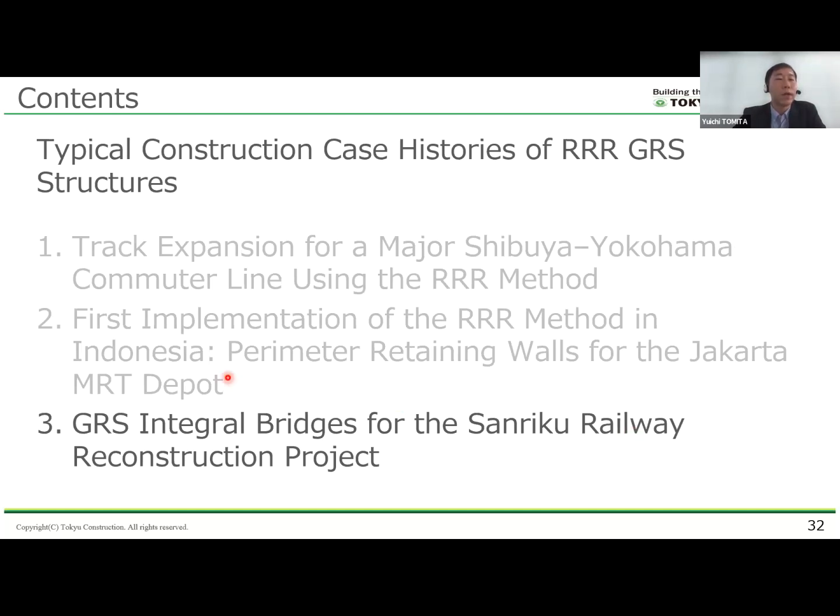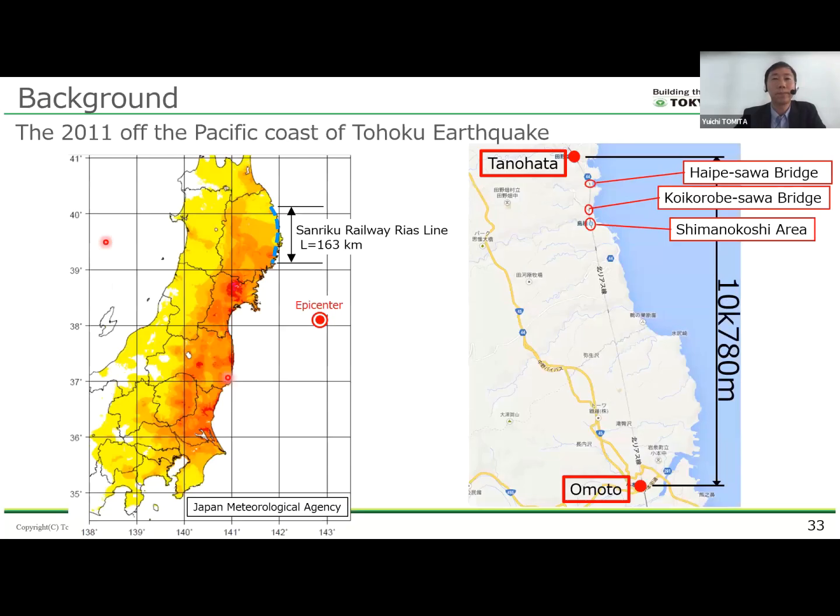Third, GRS integral bridges for the Sanrik Railway reconstruction project. The Sanrik Railway Lias line is about 163 kilometers long. Many sections run close to the coastline. In 2011, the Great East Japan earthquake caused a huge tsunami.